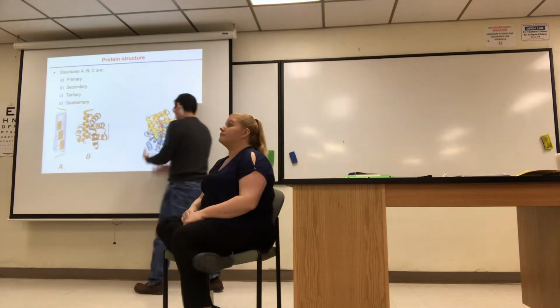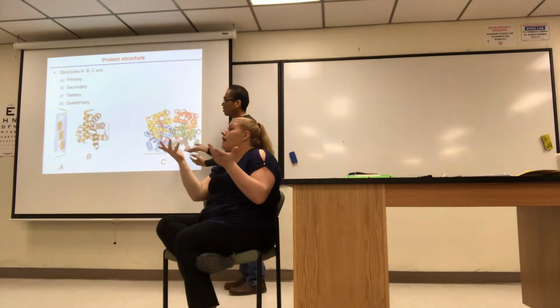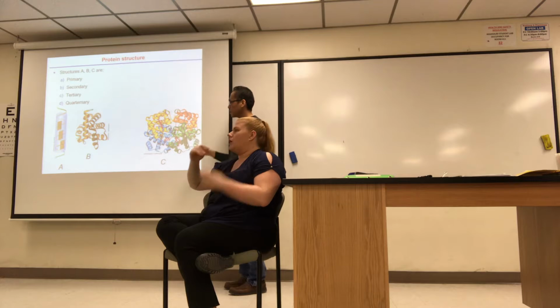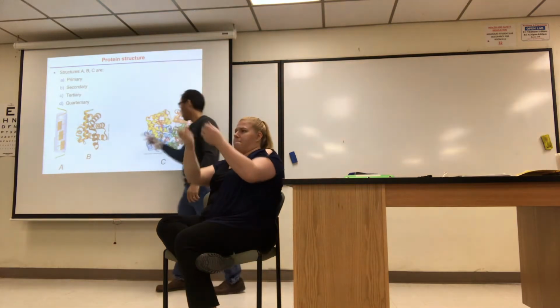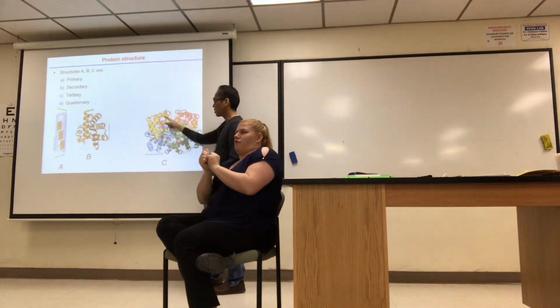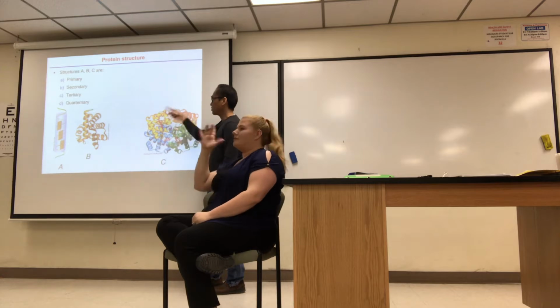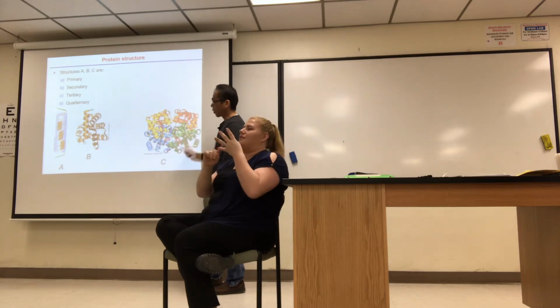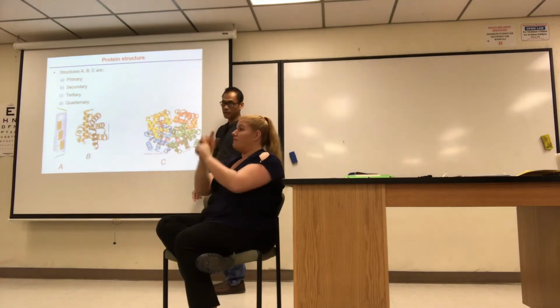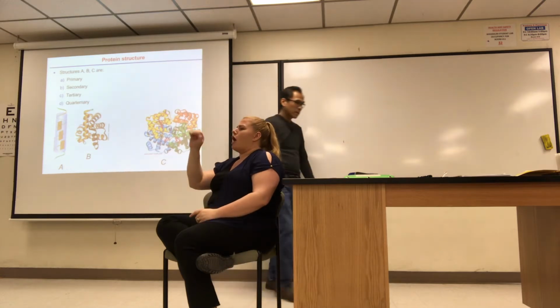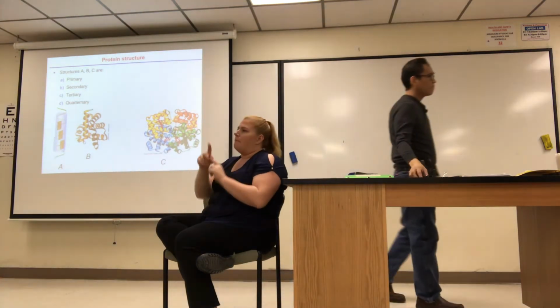Therefore, what do you think C is? Quaternary, because it's many of these linked together. That's why they use the color code. So this would be a tetramer. There's 4 polypeptide chains linked together. Okay? All right, so that's level of structure.